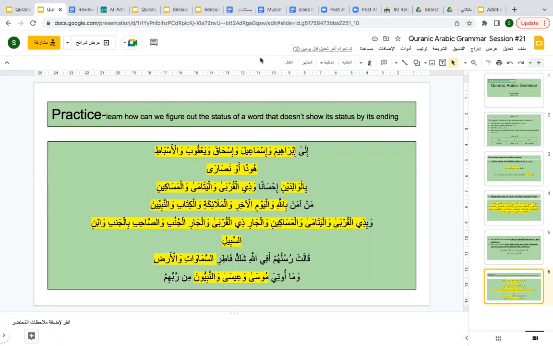Because isbat does not need to be nasb. It is jar like all the isms before. Ibrahima is a partly flexible word. Ibrahima was actually Ibrahimi, but it cannot take kasra because it is a partly flexible word.